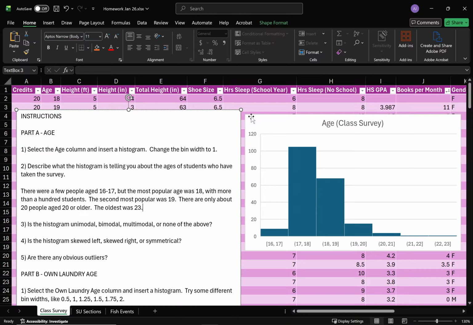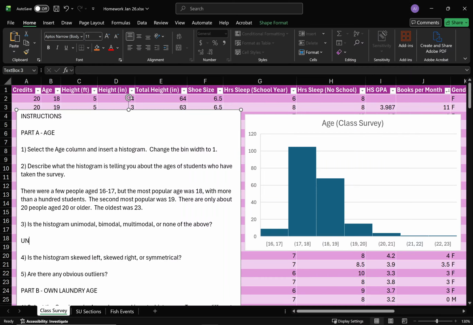Question 3: Is the histogram unimodal, bimodal, multimodal, or none of the above? This is definitely unimodal. There's one column that's clearly taller than the others, and the columns from the right kind of lead up to it. From the left, it's not so much of a lead up, it's more like a cliff. So this is definitely unimodal, meaning one popular category.